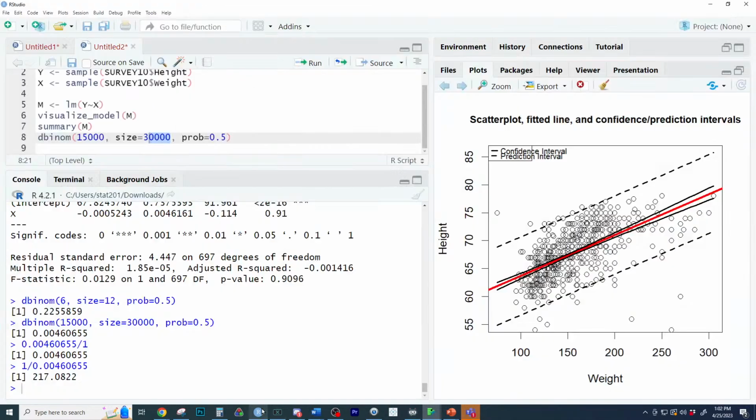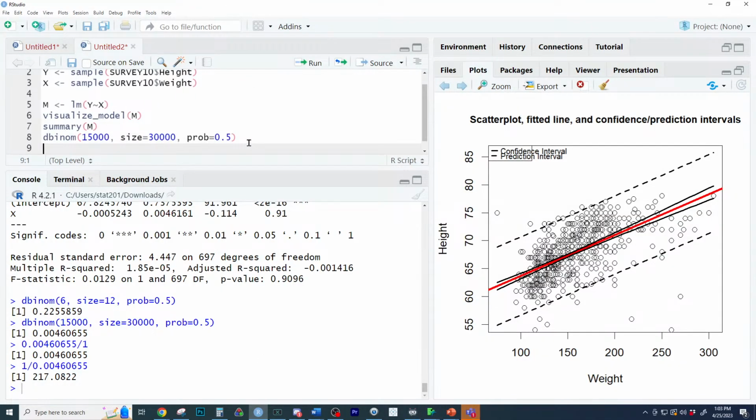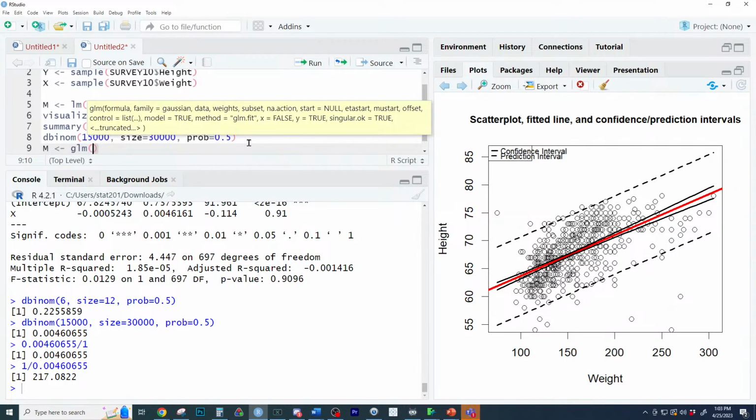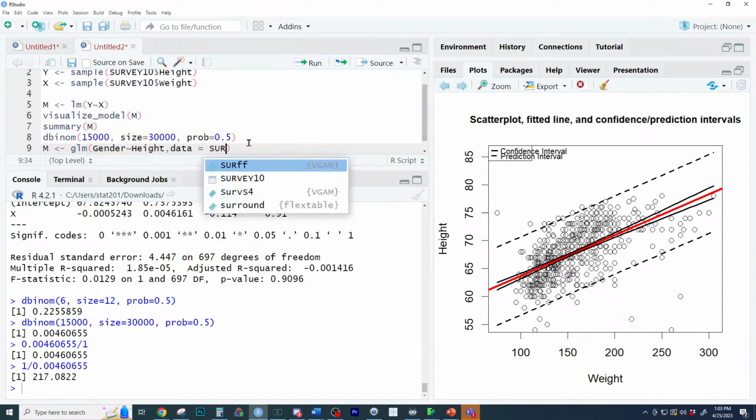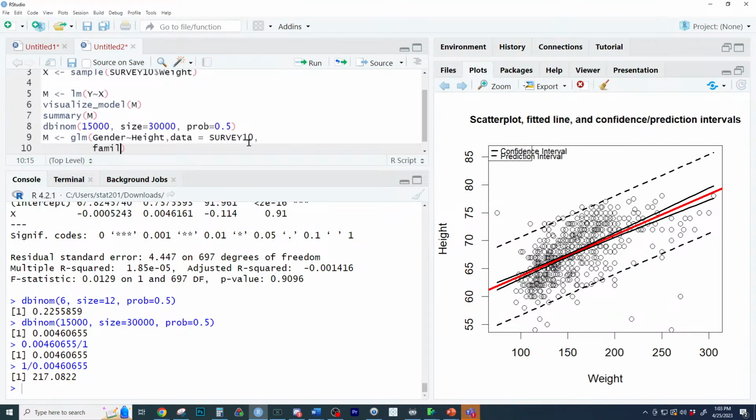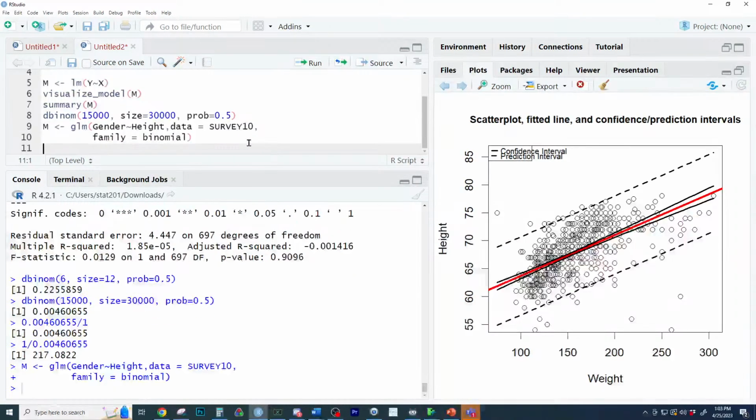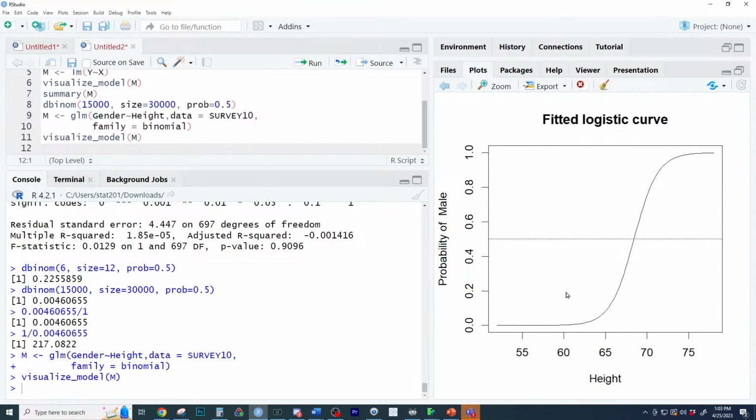Okay, last try. Well, I can do it over here in R. Here, let's show the sigmoidal curve. Sigmoidal curve is going to be glm. Predict someone's gender based on their height. Data equals survey 10. Not surf. Survey 10. And family equals binomial. And now visualize model. And we get to see the sigmoidal S shape.